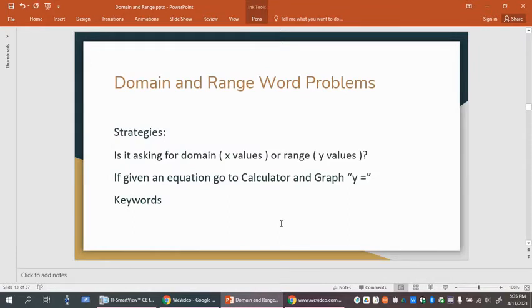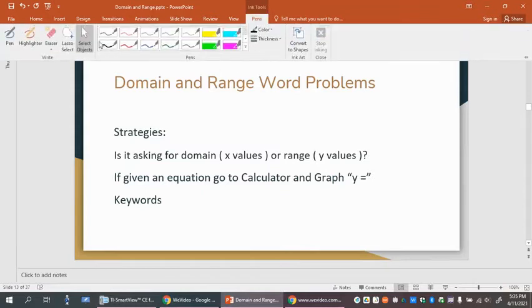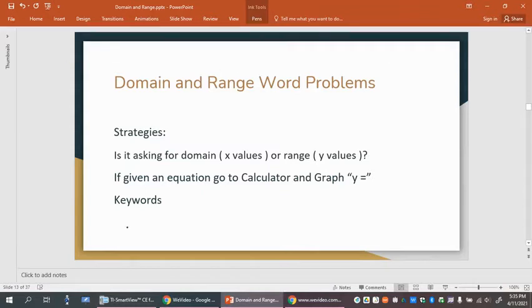So now that you've reviewed domain and range, let's talk about some strategies on the STAAR exam. We've talked about keywords and finding out what we need on a STAAR exam. Our keywords, remember, are always domain and range. So if it's domain, am I looking for my x values? In my range, am I looking for my y values?